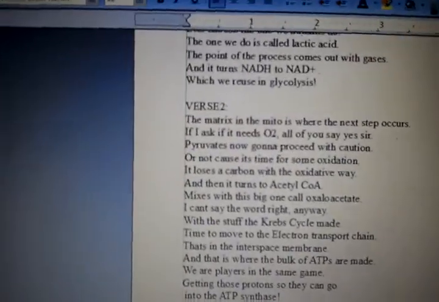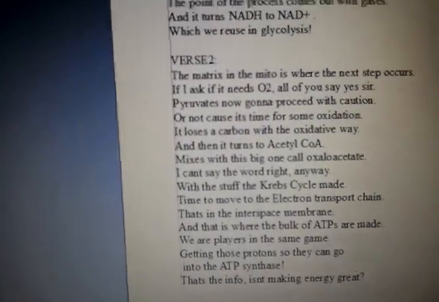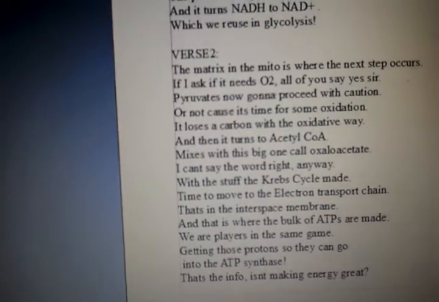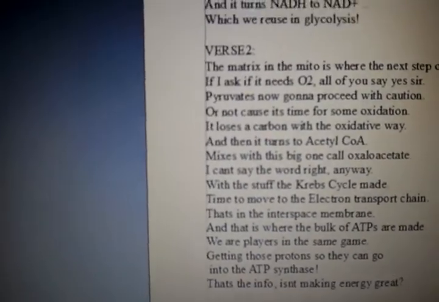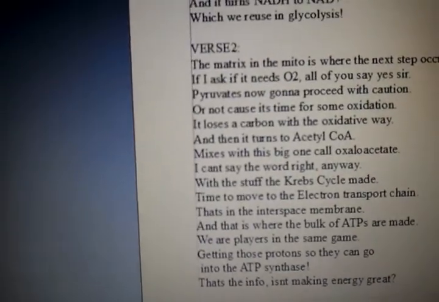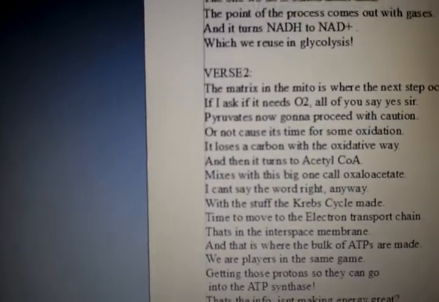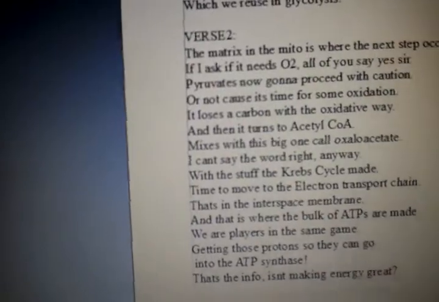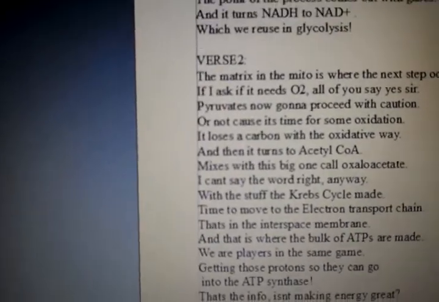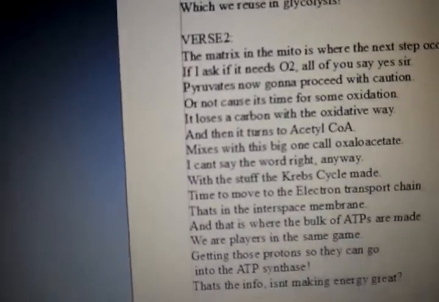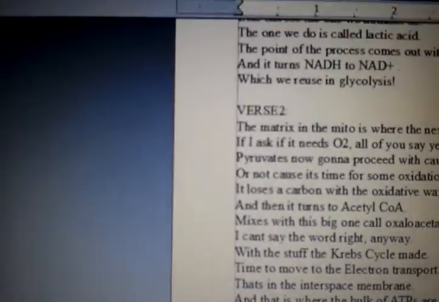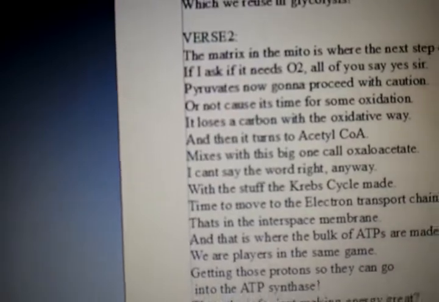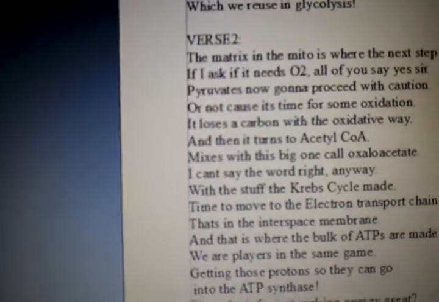The matrix in the model is where the next step occurs. If I ask if it needs O2, all you say is yes sir. Pyruvate's now gonna proceed with caution or not, cause it's time for some oxidation. It loses carbon with the oxidative way, and then it turns to acetyl-CoA. Mixes with this big one called oxaloacetate. I can't say the word right. Anyway, with the stuff the Krebs cycle made, time to move to the electron transport chain.